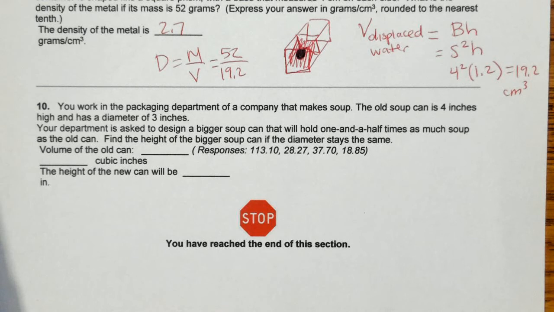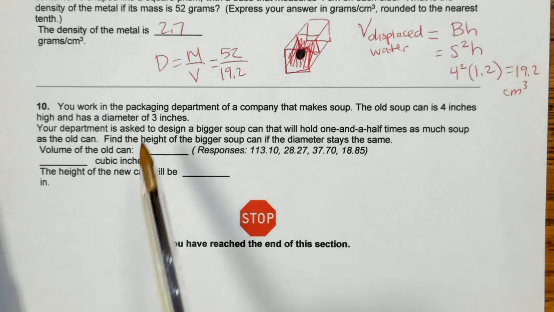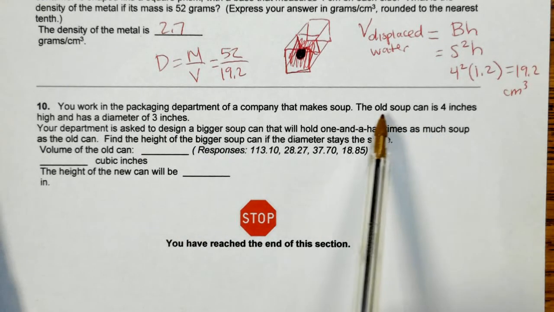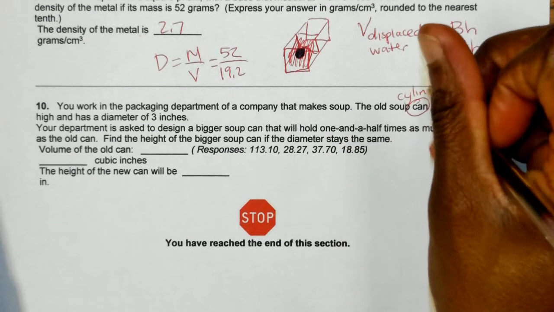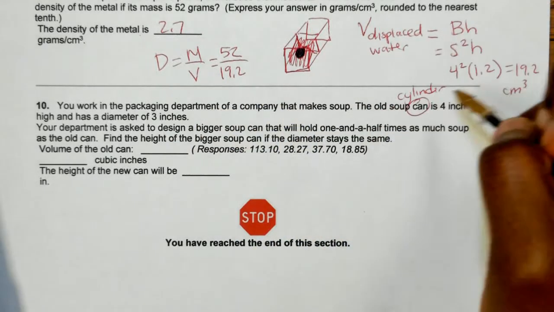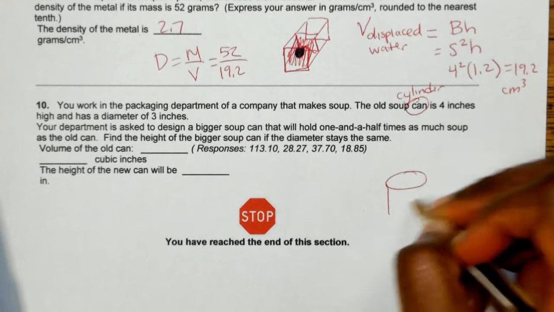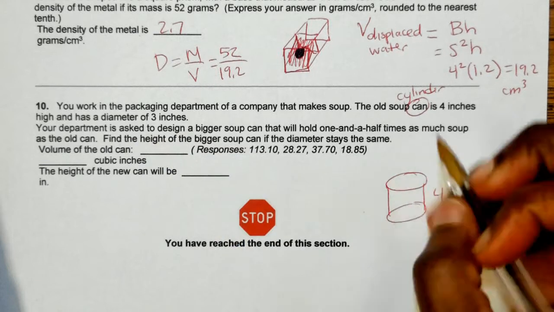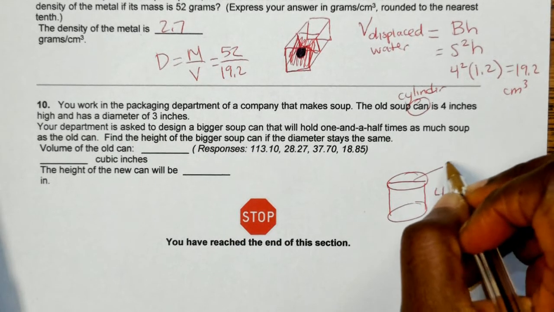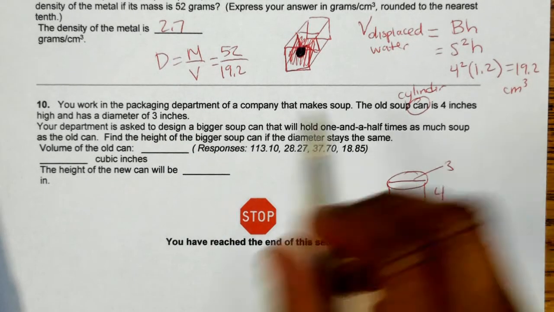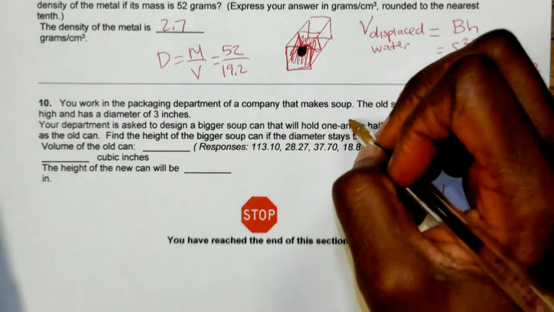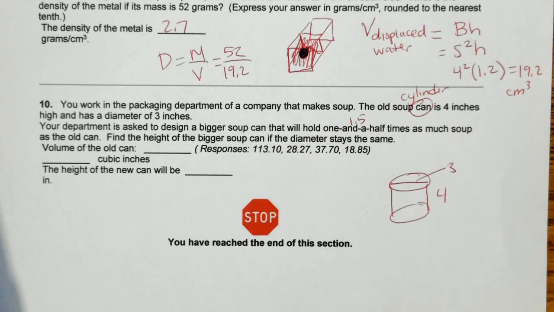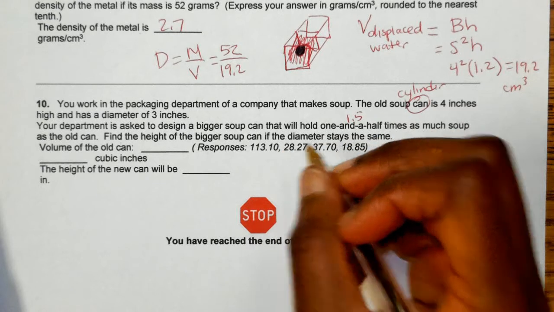Okay, and last one on this. You work in the packing industry to make soup. There's a can, and cans are going to be cylinders for us. The can of soup is 4 inches high, and it has a diameter of 3 inches. Your department is asked to design a bigger soup can that will hold 1.5 times more. Find the height of the bigger can if the diameter stays the same.